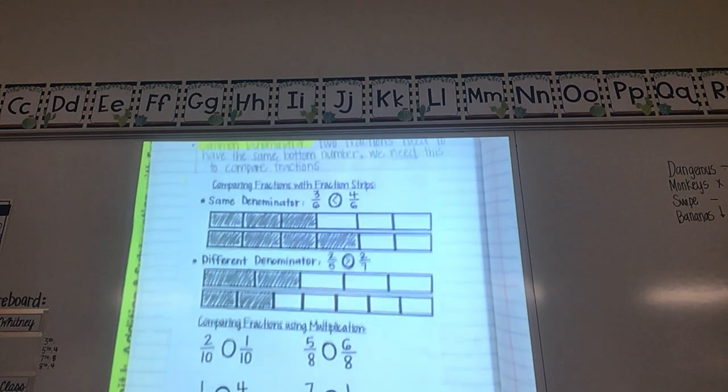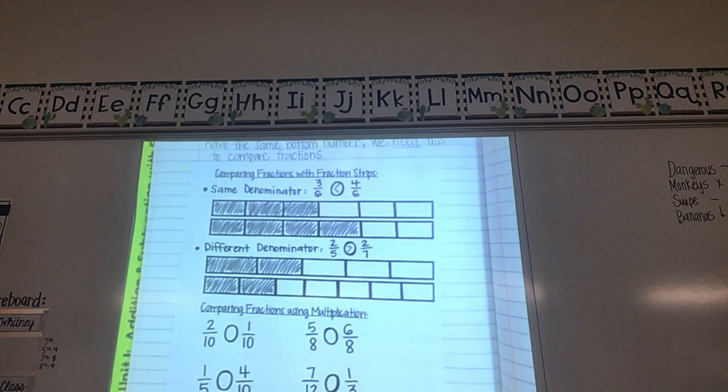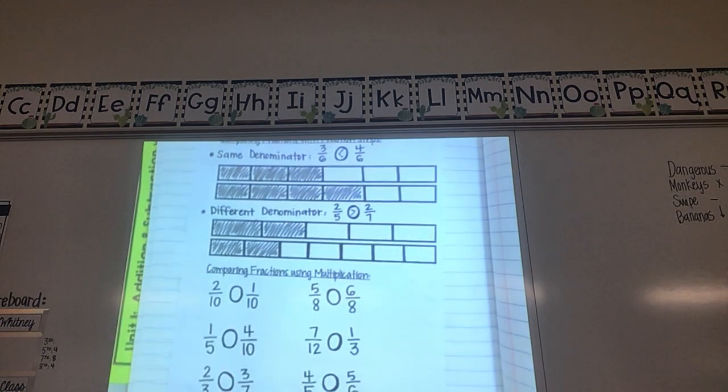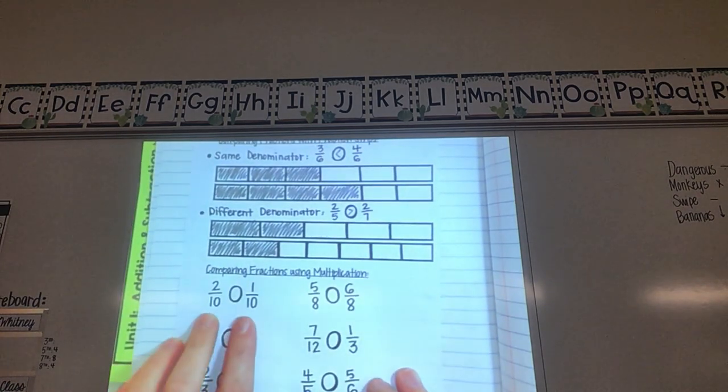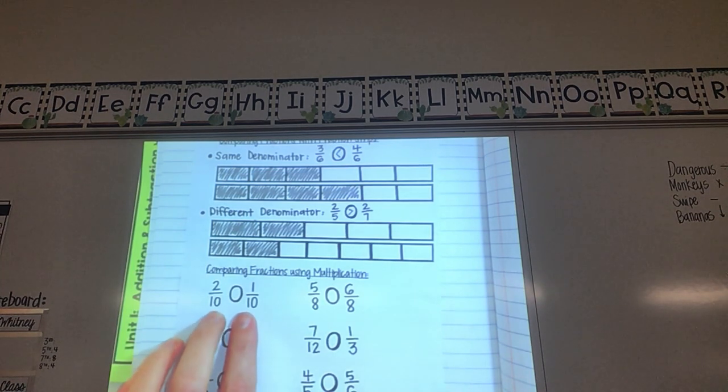Perfect. Now, we will not always have fraction strips to help us see which one is bigger. So we need to know how to do it just by using our math skills. So let's look down here a little bit farther at some more examples. I have 2/10 and 1/10. First, I want to check, are my bottom numbers the same? Yes, they are. So when they're already the same, it's easy.